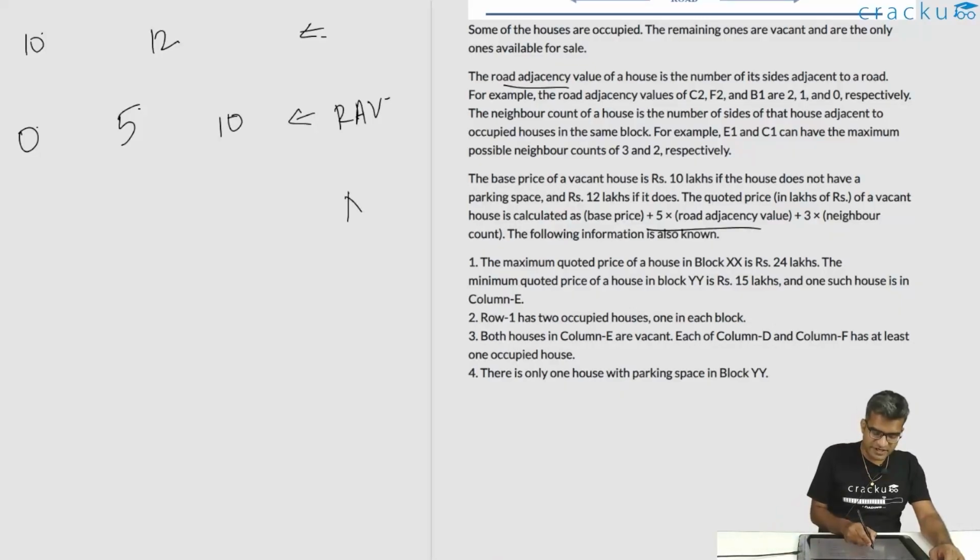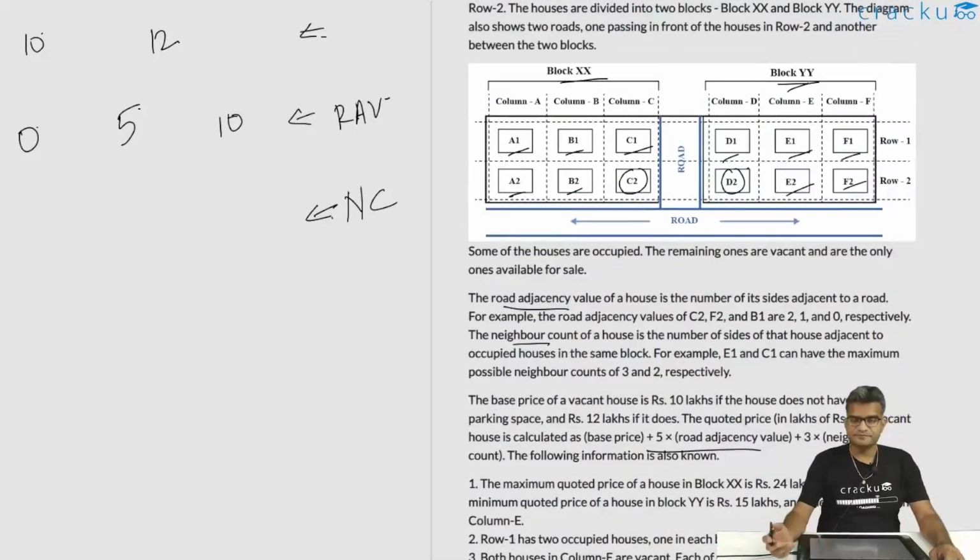Similarly, based on the neighbors, there is something called the neighbor count. The neighbor count is either 0. If there is a house which is surrounded by all vacant houses, the neighbor count is 0. Or it can have 1, or it can have 2, or it can have 3. The maximum number of neighbors that a house can have is 3. For example, B1 over here, if there are owners, if there are occupants in A1, B2 and C1, it will have 3 neighbors.